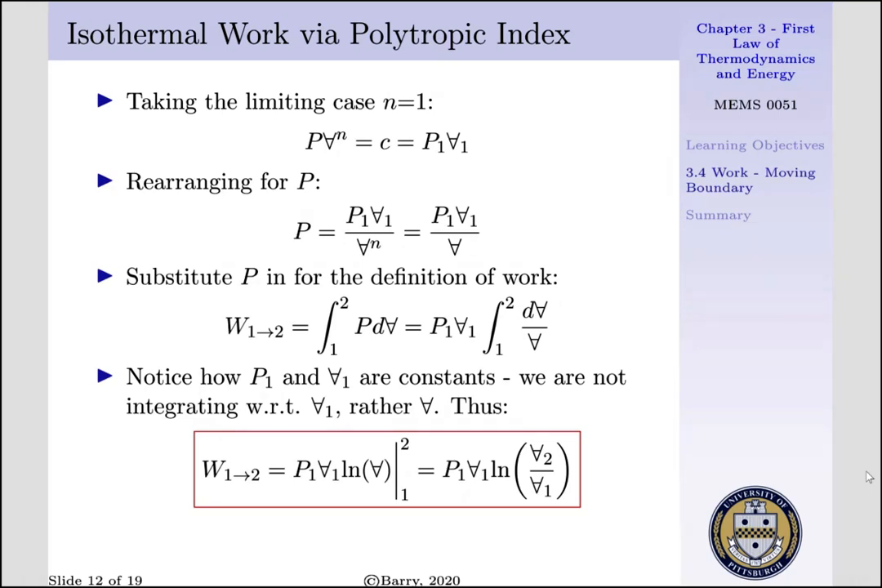If we substitute in P within our definition of work, we'd have our work from state 1 to state 2 is equal to the integral from state 1 to state 2 of P dV, which is equal to P1 V1 times the integral from state 1 to state 2 of 1 per V dV. Now we note that P1 and V1 are constants. That is, we are not integrating with respect to V1, rather we're integrating with respect to V. Thus, our work from state 1 to state 2 would be equal to P1 V1 times the natural log of V evaluated between state 2 and state 1, which is equal to P1 V1 times the natural log of V2 per V1.